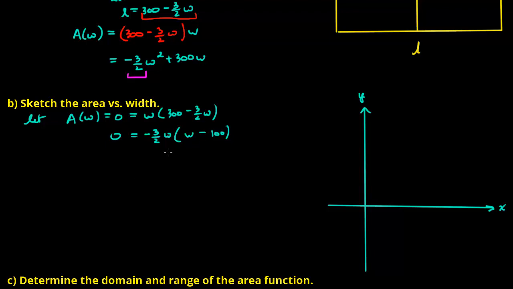So now that I've gotten this written in factored form, I can solve for the zeros by saying what values of w make this equation true. What values of w make this statement true? So notice that if w is equal to 0, then the left side of this equation is 0 and the right side is 0, because I'd have negative 3 over 2 times 0 times some other number, which is 0.